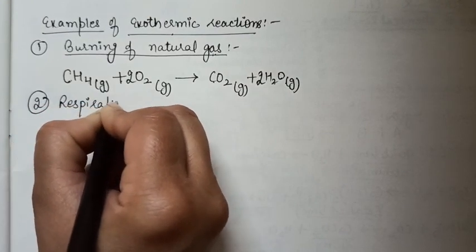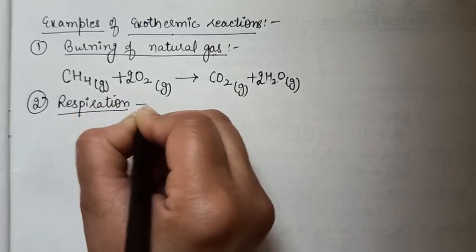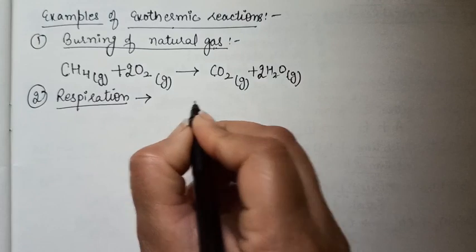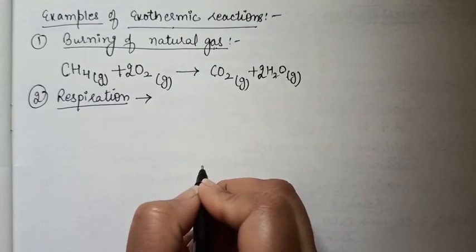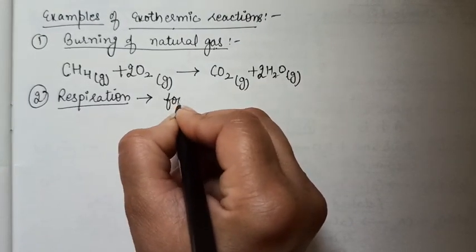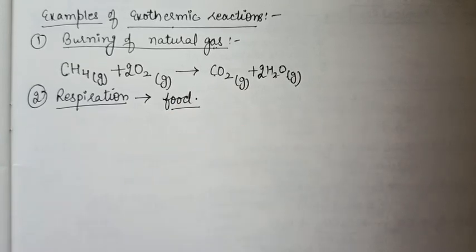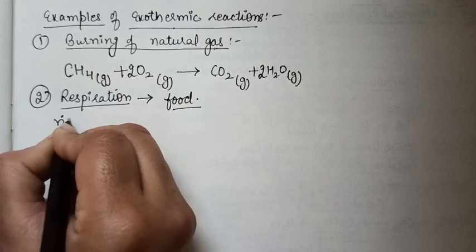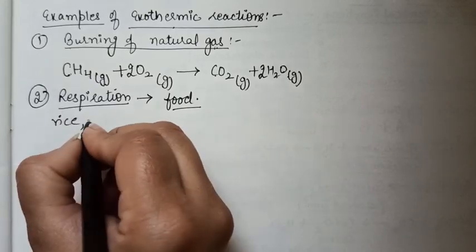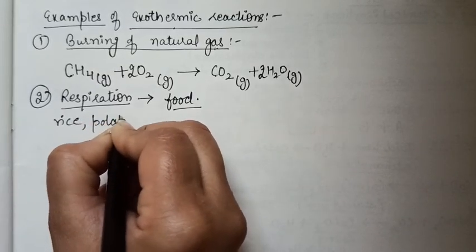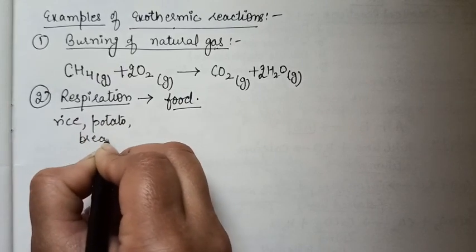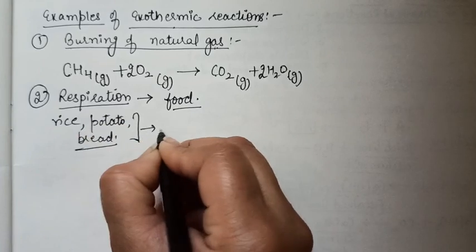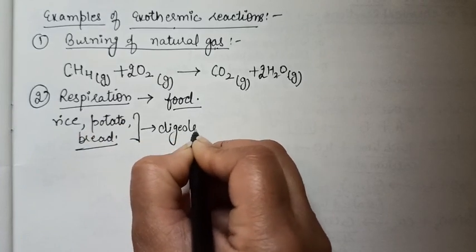The second example is respiration, that is the oxidation of glucose to produce energy. We need energy to stay alive, and we get this energy from food. Whatever we eat, we get energy from that. For example, if we eat rice, potato, bread, anything you can eat, then it gets digested in our body.